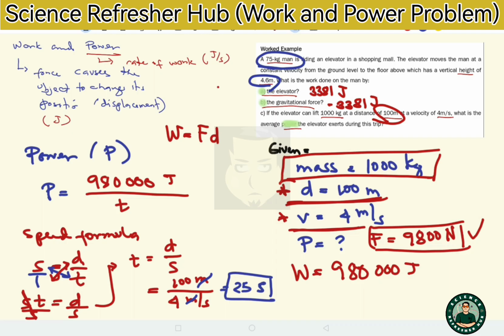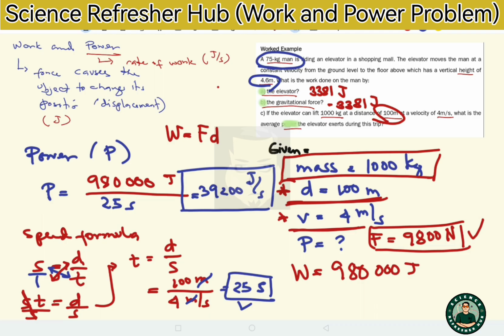So we can substitute now 25 for the variable of time. The time is 25 seconds. So 980,000 divided by 25 seconds, the answer is 39,200 joules per second. This is going to be the power, the average power the elevator exerts during the trip.